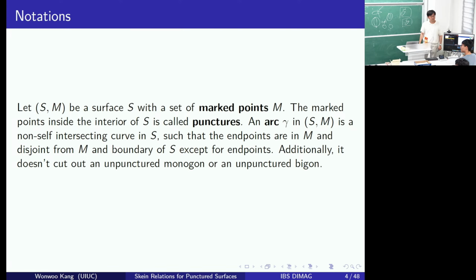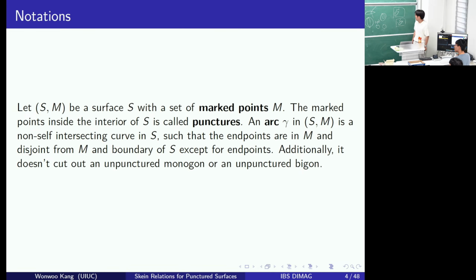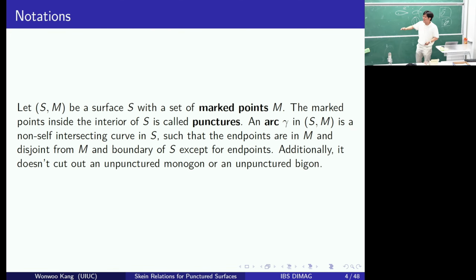Why is it called unpunctured? That's also a very good question. It stays inside the interior. Yes, exactly. In the interior of this monogon, we don't have any puncture. So unpunctured means there's no puncture inside the interior. Okay.